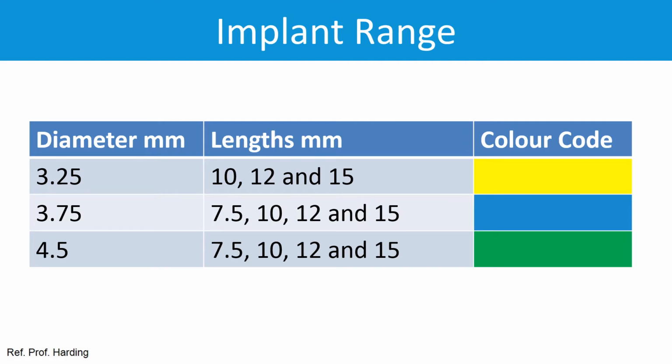And then they come in a range of lengths. Our working lengths, or most popular lengths, are 10, 12 and 15. And in the two larger sizes we do short length implants at 7.5 millimeters. There are systems that go down as low as 6 millimeters, and we'll be looking at implant dimensions and their relevance to osseointegration in other lectures.